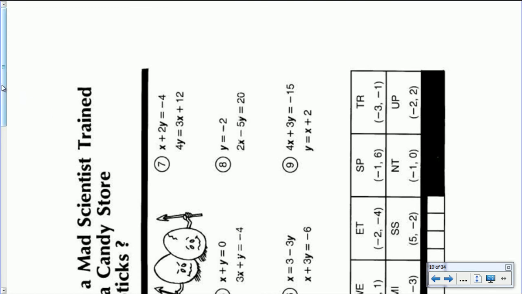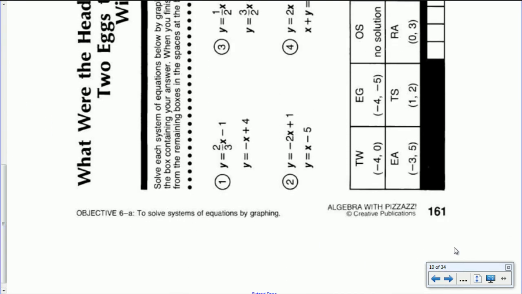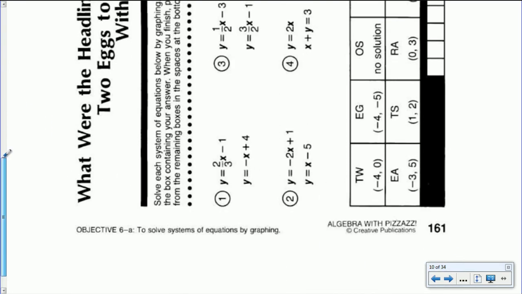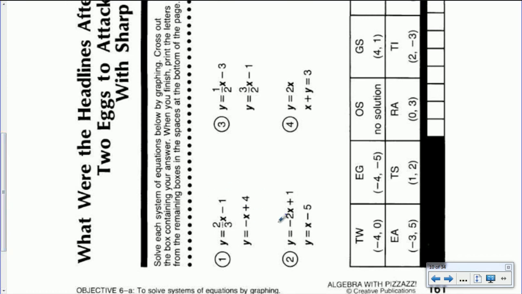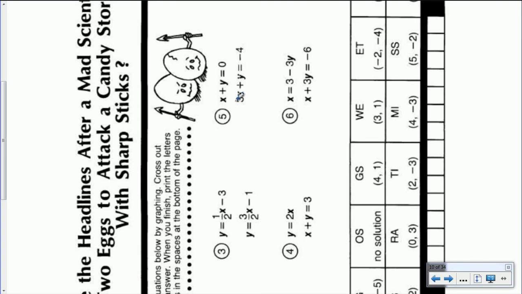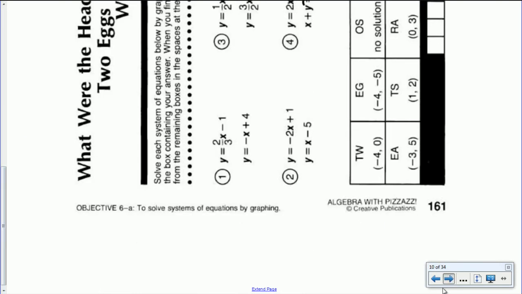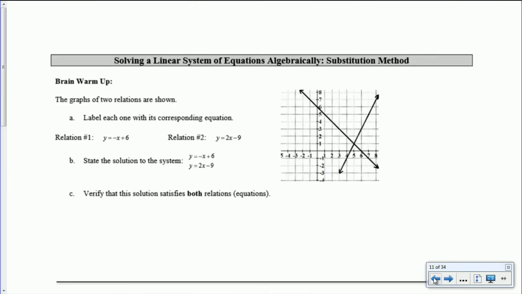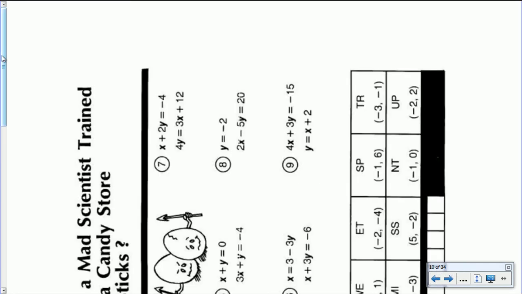You can try this out. Solve each system. Each of these is already isolated, but these ones might take some work. You've got to get y on its own for those, and you can solve all of these graphically and then match them up. Are there any other questions for you to do? No, that's on to substitution. So you can do that for today.